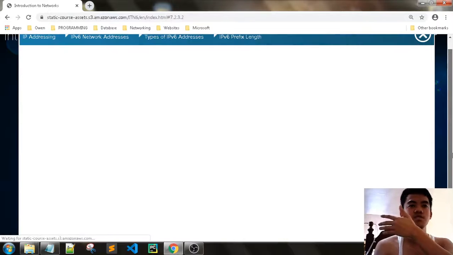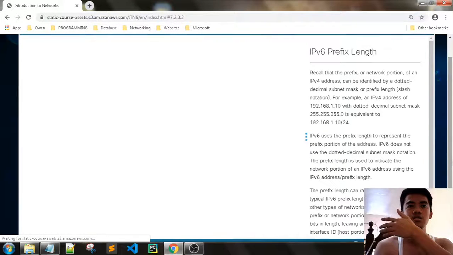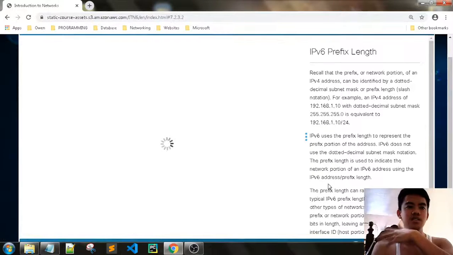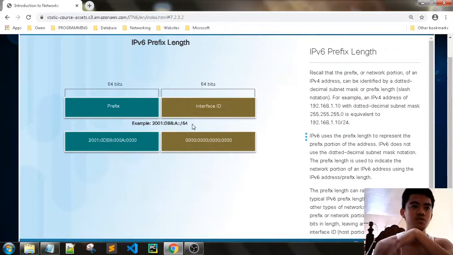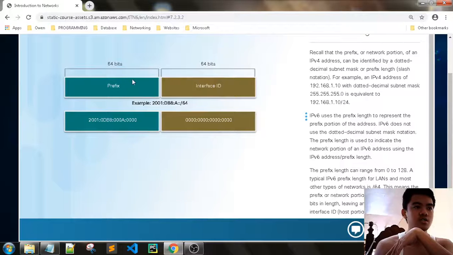The v6 prefix length is the subnet, like the subnet mask in v4, but we use the prefix length. In the prefix, we have 64 bits, which I think is the network portion, and the other 64 bits is the interface ID or the host portion. So it is unique.